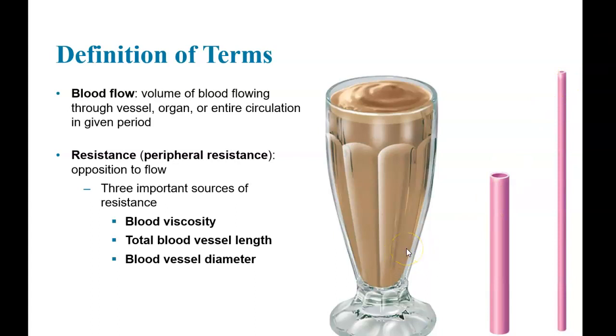And there's total blood vessel length, okay? Because the longer the length of the blood vessel, the more resistance it'll have. Blood vessel diameter: the smaller the diameter, the more resistance the vessel will have. You can also just think about when you're drinking something thick, like a milkshake. Usually you use a shorter, wider straw, right? Because the shortness is going to offer less resistance compared to a longer straw, and also the wider diameter is going to offer less resistance compared to a narrower or smaller diameter.